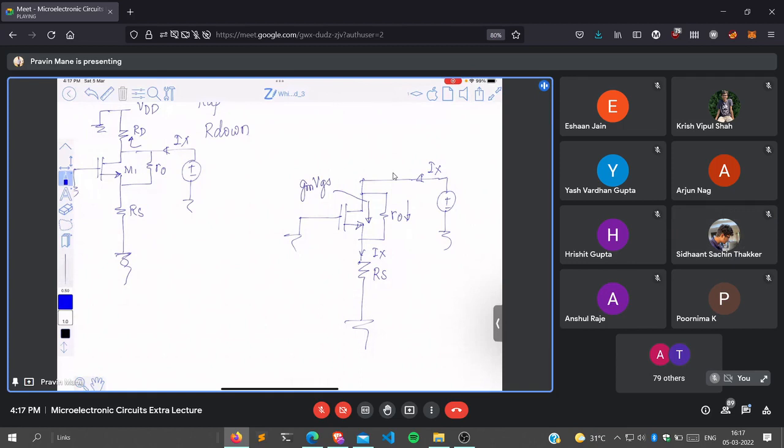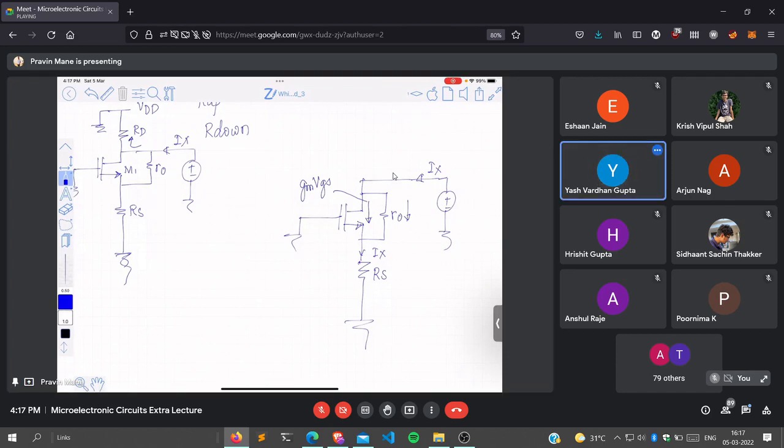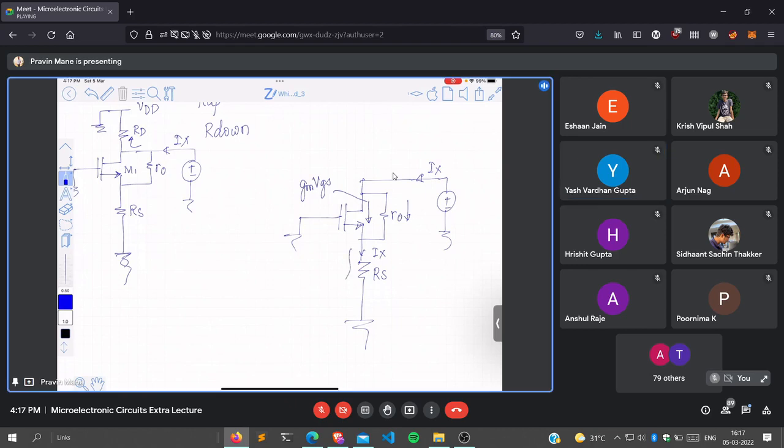Now you tell me, VGS I have to calculate. What is the drop across RS? Ix RS. So the voltage drop across this is Ix RS. Okay, so can you tell me now what is VGS then? Minus Ix RS. You understand this? Anybody have not understood how it is? Because if you apply Kirchhoff's voltage law, suppose I call this VGS.